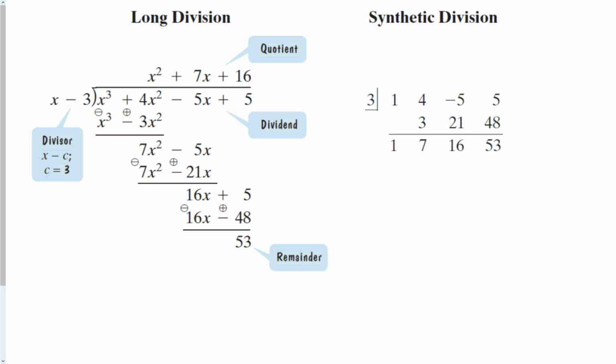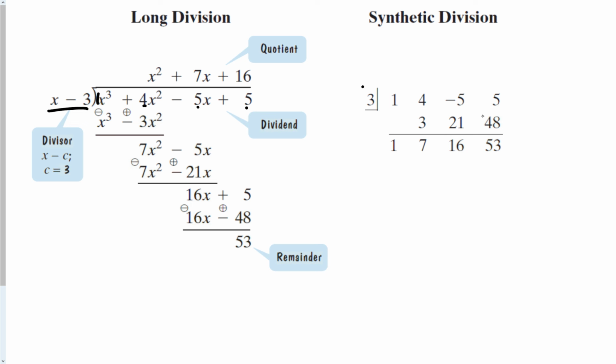So here is a long division compared with its corresponding synthetic division. And the first thing I notice is how much less there is going on on the right-hand side in the synthetic division. Okay, and let's go through all the pieces. Here's the divisor, x minus 3. Because x is equal to 3, that's what goes there. Here are the coefficients, 1, 4, negative 5, 5. Those go in that row right there.